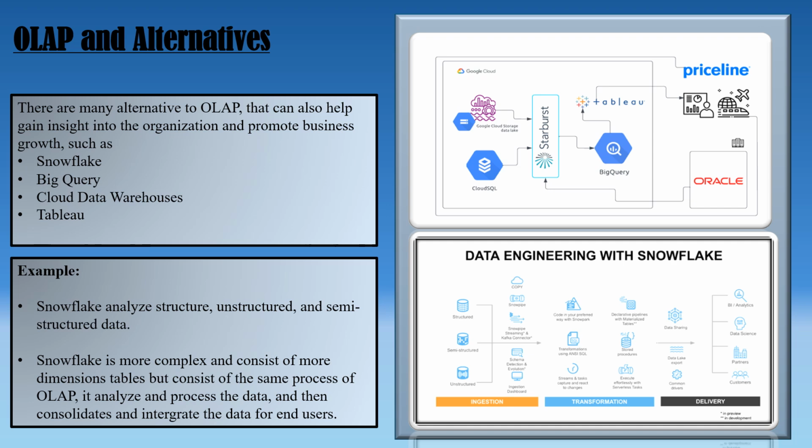There are many alternatives to the OLAP method that can also help gain insight into the organization and promote business growth, such as Snowflake, BigQuery, cloud data warehouses, and Tableau. For example, Snowflake analyzes structured, unstructured, and semi-structured data. Snowflake is more complex and consists of more dimension tables, but it also consists of the same process as OLAP. It analyzes and processes the data and then consolidates and integrates the data for end users.